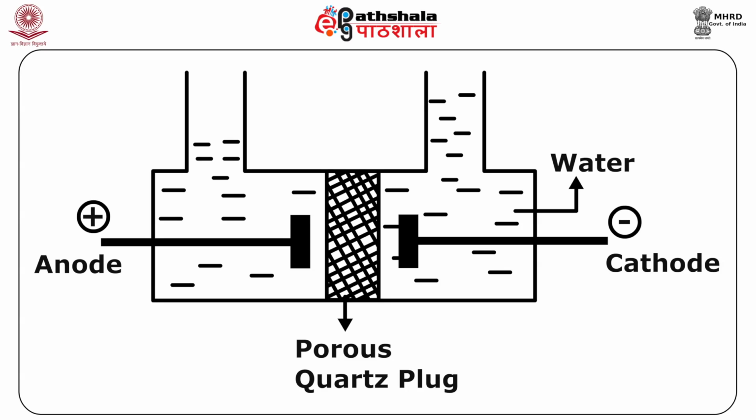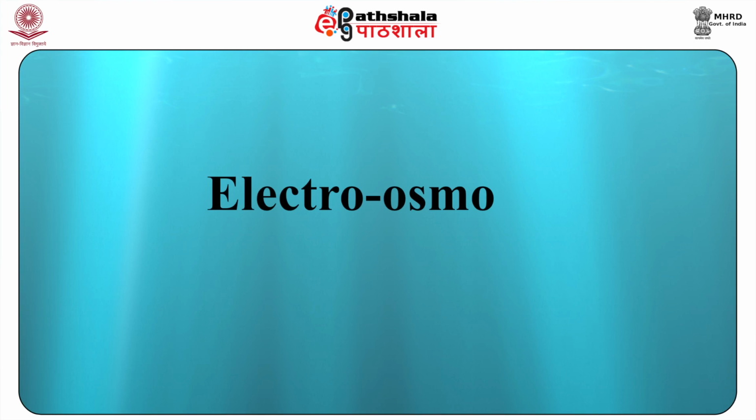This can be explained by taking a device filled with water and fitted with a fixed porous quartz plug as shown in figure. The diffuse and hence the mobile part of the double layer is positively charged. When the electric potential is applied, the positive charge moves to the cathode compartment, dragging along water with itself. Figure shows the process of electroosmosis. C.